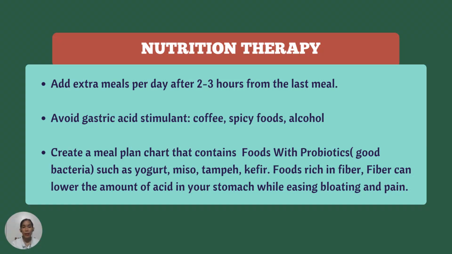And lastly, we're going to create a meal plan chart that contains food with probiotics. Probiotics are termed as good bacteria. Examples of this are yogurt, miso, tempeh, and kefir. And also we're going to create a meal plan that contains food rich in fiber, because fiber can lower the amount of acid in our stomach while easing bloating and abdominal pain.